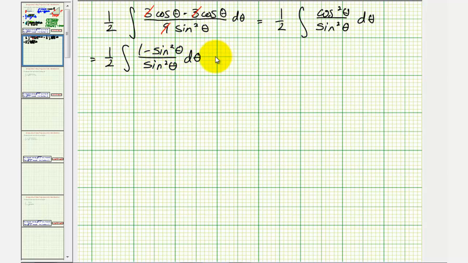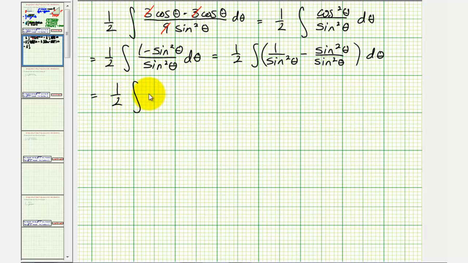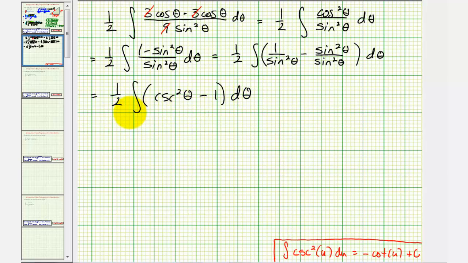And now if we break this up into two separate fractions, we would have 1 divided by sine squared theta minus sine squared theta over sine squared theta. Notice how 1 over sine squared theta simplifies to cosecant squared theta, and there is an integration formula for cosecant squared theta. So we have 1/2 times the integral of, again, cosecant squared theta, and of course sine squared theta divided by sine squared theta equals 1, so we have -1. And now we can find the antiderivative with respect to theta.